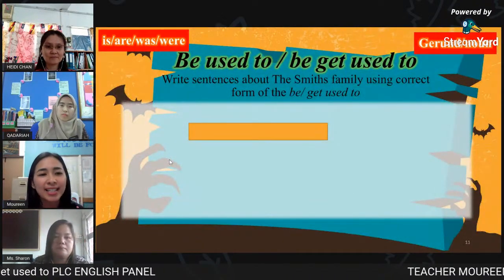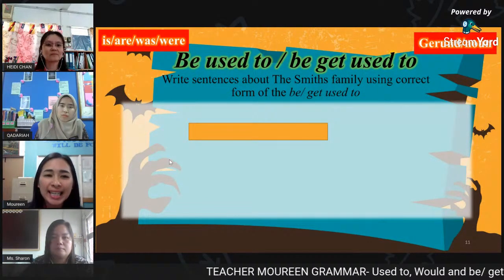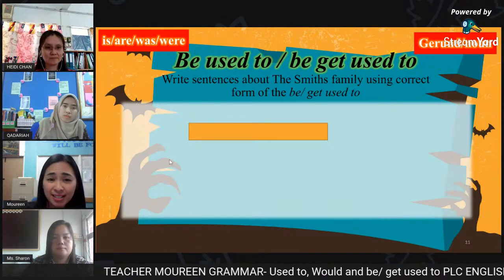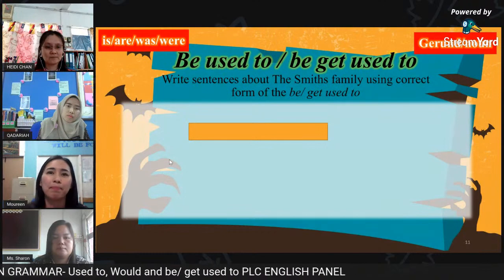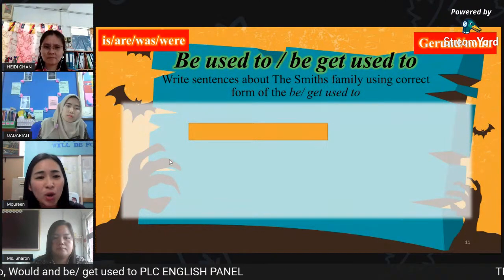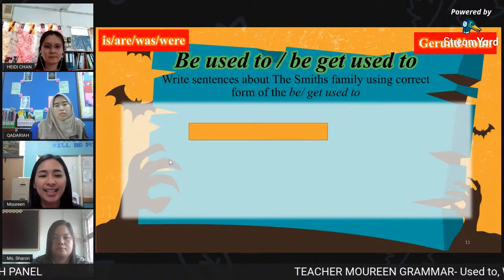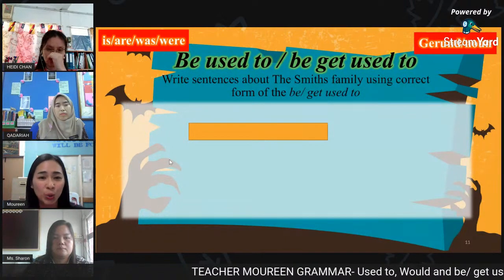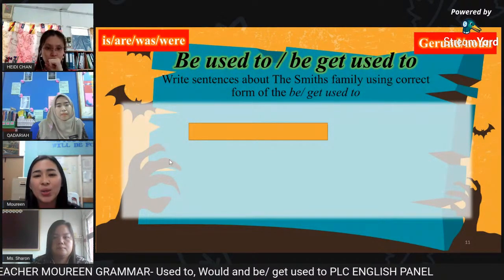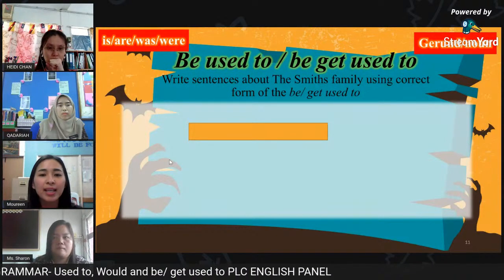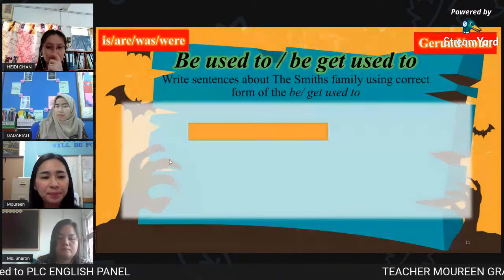Okay, let's look at the difference last. Cikgu dah terangkan tadi, be used to is for something familiar, something already normal. Whereas be get used to is talking about something that is becoming familiar, becoming normal, but not yet normal. Okay, so let's check if you can understand or differentiate between the two by writing sentences about the Smith family using correct form of be used to or be get used to. I'll give you an example.